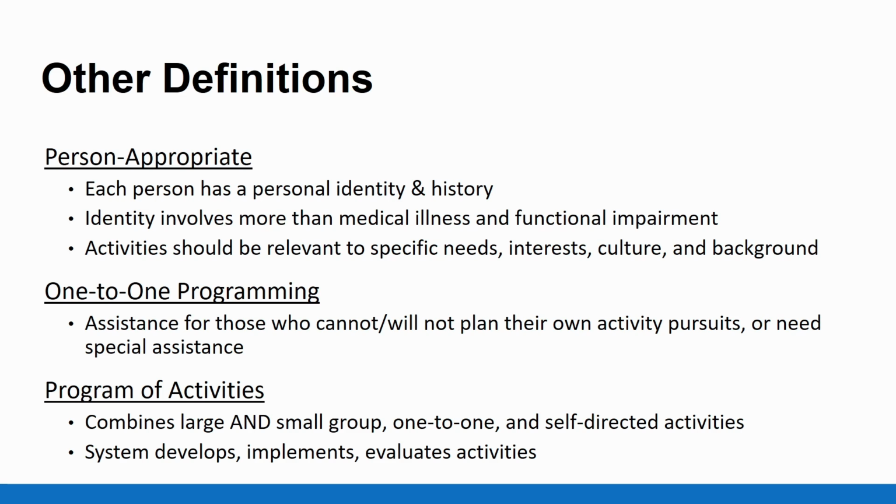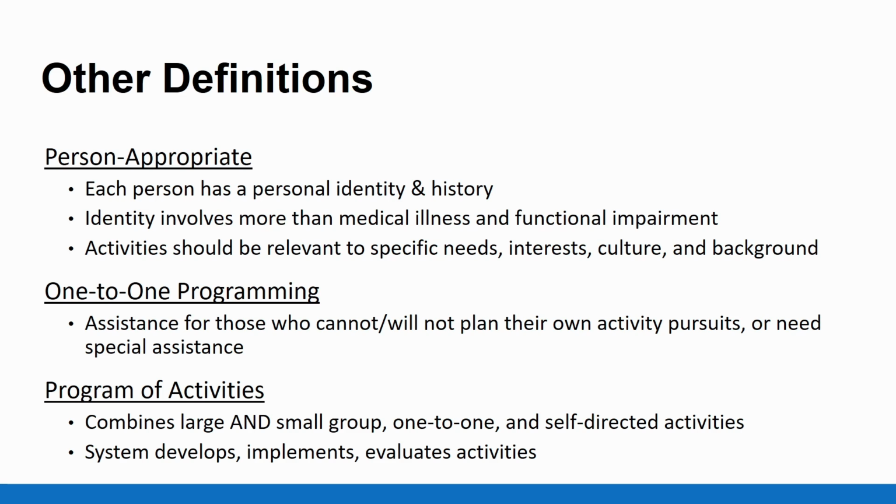That brings us to the definition of one-to-one programming. Some residents, like those with dementia, may not be able to plan activities for themselves. One-to-one programming doesn't necessarily mean one-to-one activity. It means that staff will need to help residents identify and engage in meaningful activities.